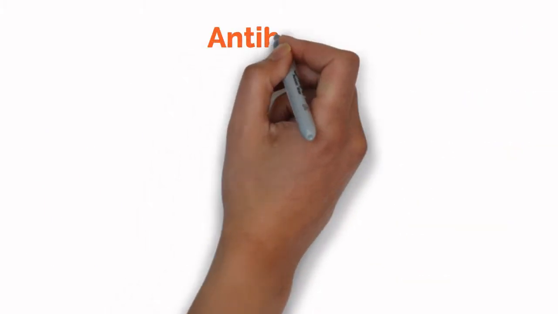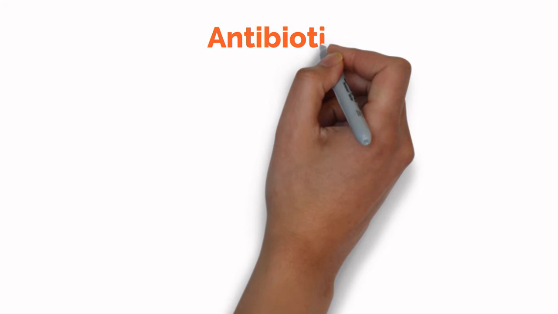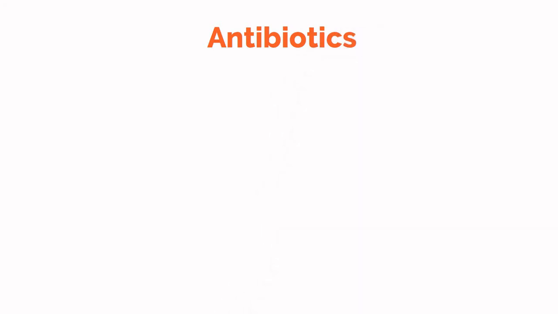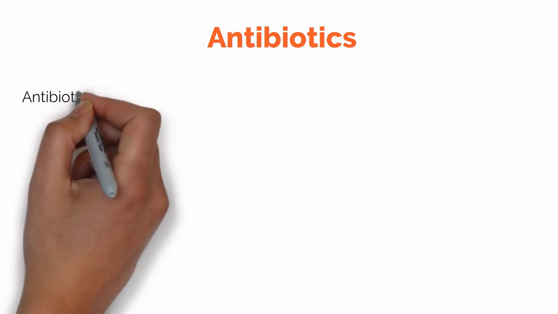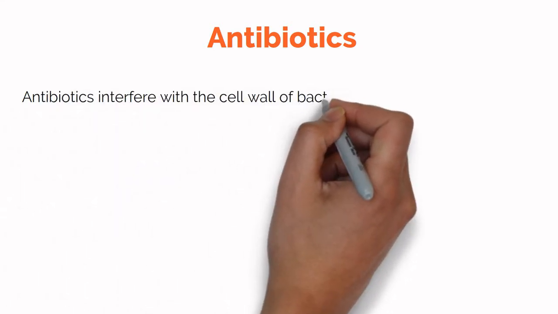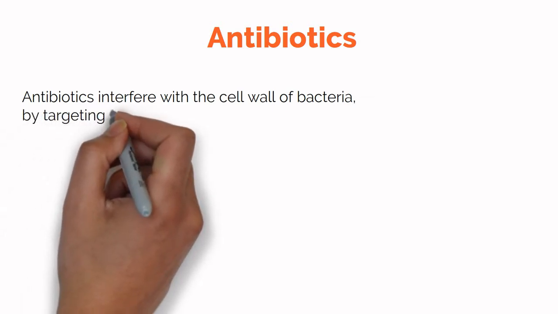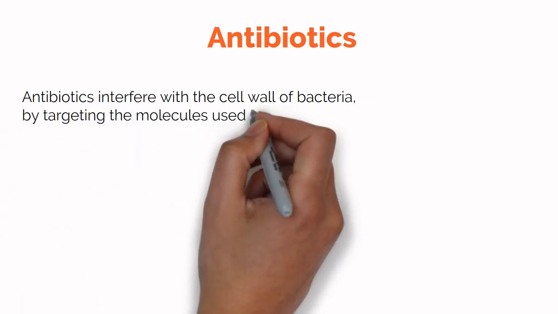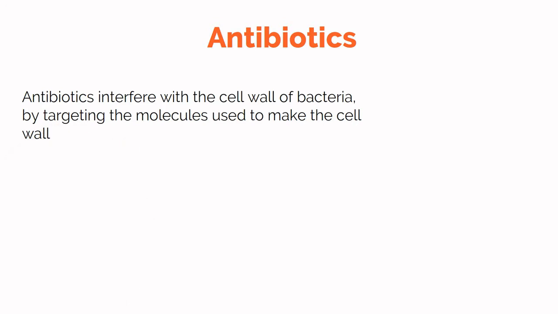Now, we all know about antibiotics and how they can help get rid of bacterial infections, but let's talk about how antibiotics manage to do that in more detail. One of the main mechanisms through which antibiotics kill bacteria is by interfering with their cell walls. The cell walls are made up of special molecules which are the targets of antibiotics.